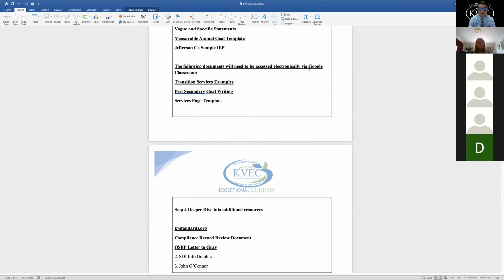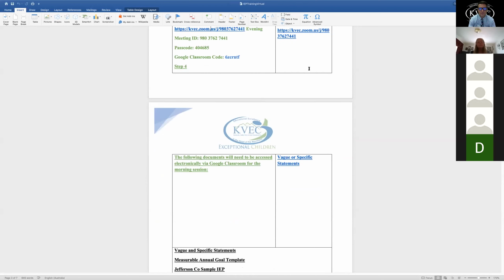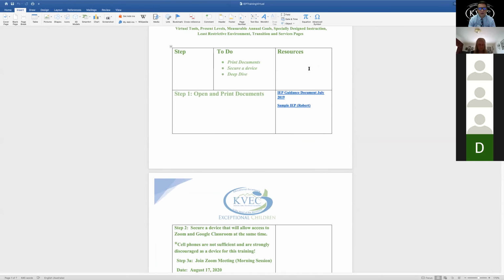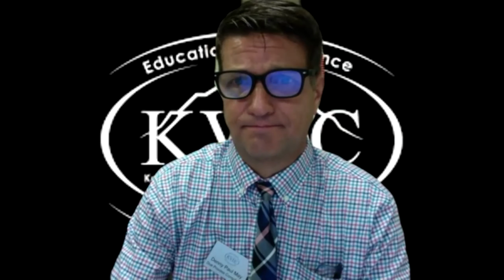This was the sheet that we put together. This is not the completed sheet, but one of the things I asked you to do was have the IEP guidance document available, and go ahead and print that, and then also the sample IEP, Robert. So if you have your email with your virtual interactive sheet, just go ahead and pull that up in your browser and have that available, so you can pull that information up as we move into these breakout sessions.